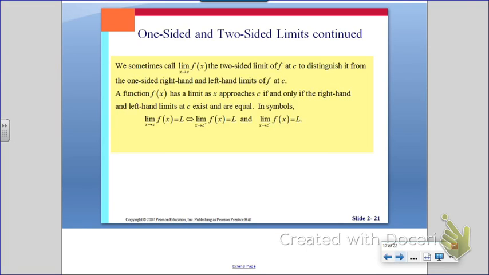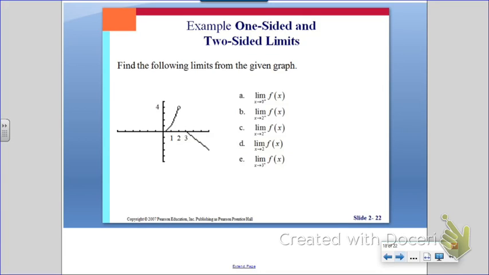So we say that if the left and right hand limits are equal to each other, that will be equal to the limit as x approaches that value. So we always look at from the left and from the right to see if they match. So here's some examples to take a look at.